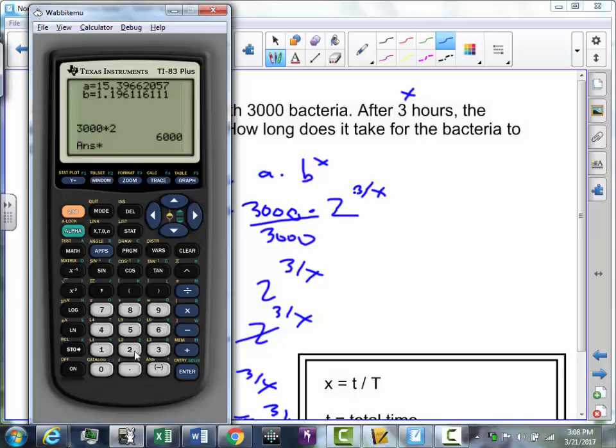Then I'm going to double it again. Another 45 minutes would make it an hour and a half. Then I'm going to double it again. Another 45 minutes would make it 2¼ hours. And then I'm going to double it one more time. 2¼ plus 45 more would give you 3 hours. After 3 hours, we're up to 48,000.